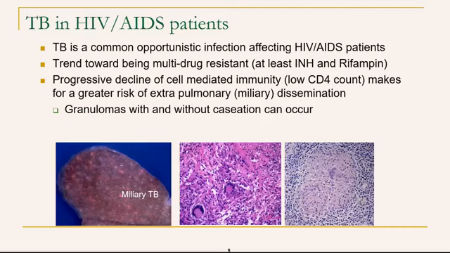TB and HIV and AIDS can be a little bit different. It's a common opportunistic infection affecting HIV/AIDS patients around the world. The trend is toward it being a multi-drug resistant isolate in these patients, at least resistant to INH and rifampin. With progressive decline of cell-mediated immunity due to lowering CD4 counts in these patients, it makes them at greater risk of extrapulmonary or miliary tuberculosis also. You can see granulomas with and without caseation.